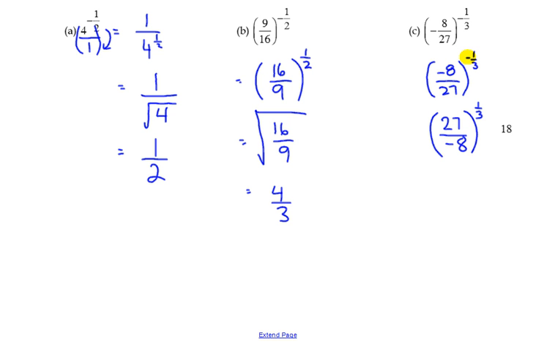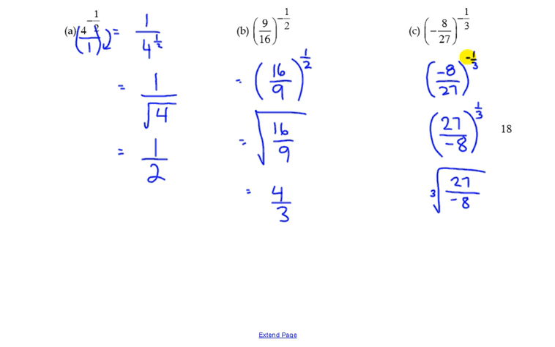See a fractional exponent? Yes. So we took care of the negative exponent. Now we have a fractional exponent. Now we want to change it to the radical. A radical? And which radical? What root would it be? The cubed root. The cubed root of 27 over 8.